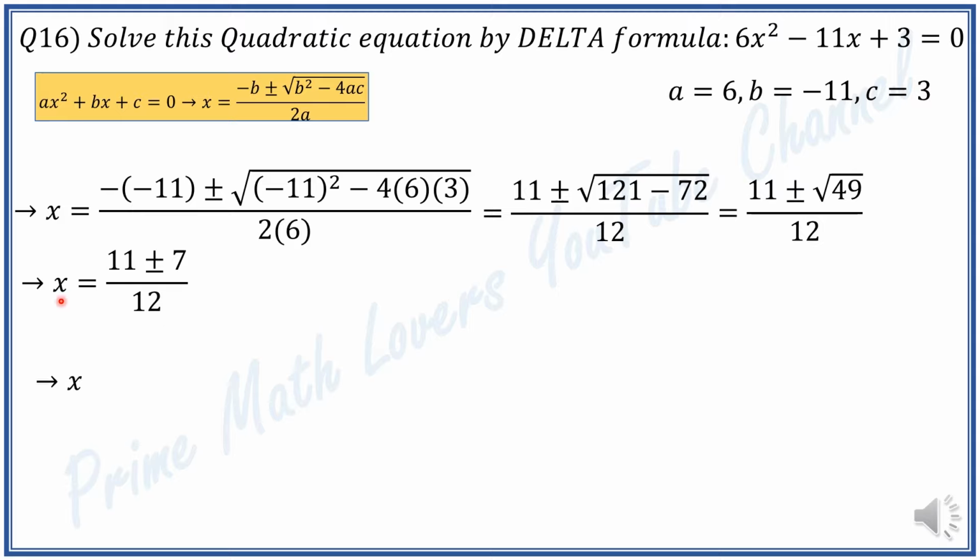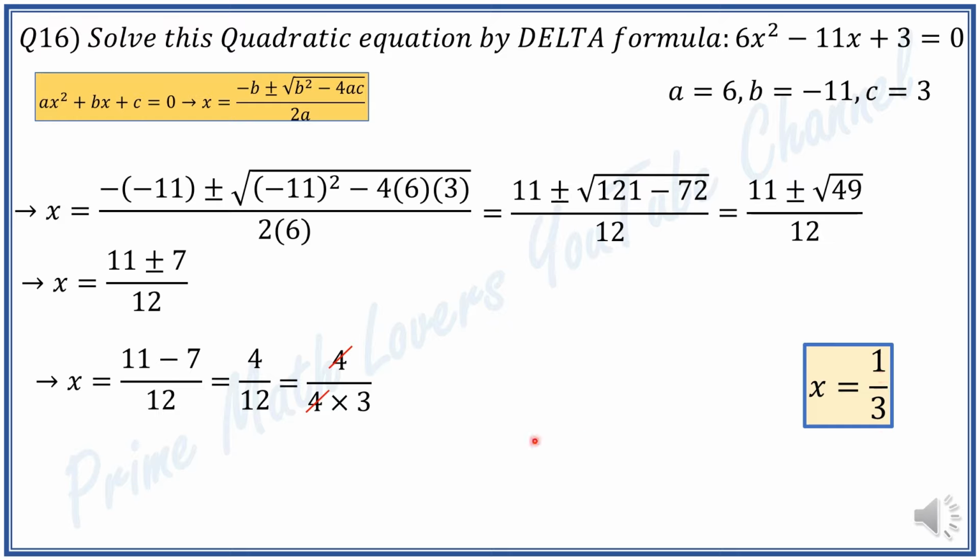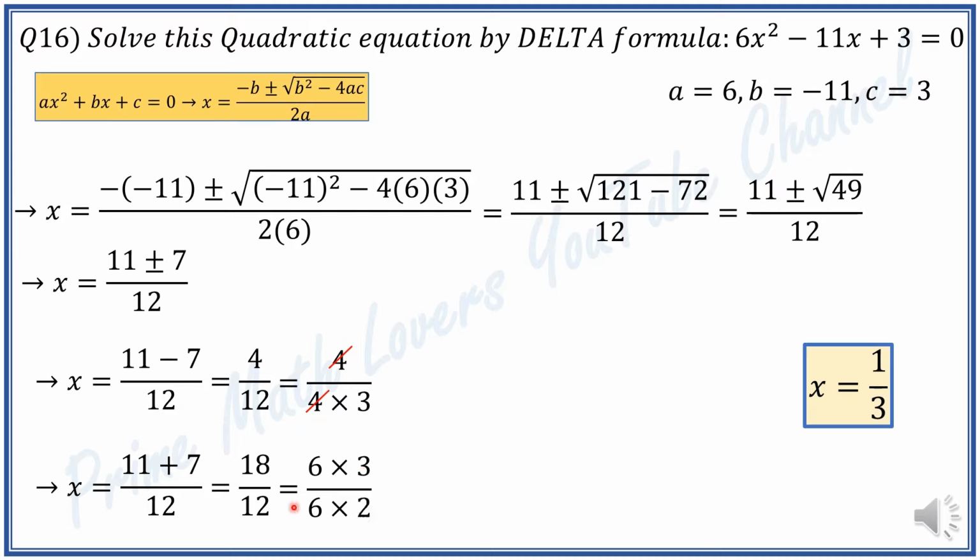So x is either 11 minus 7 over 12 or 11 plus 7 over 12. 11 minus 7 is 4. And I can write 12 as 4 times 3 and cancel 4 by 4, and x will be equal to 1 over 3. The other answer is with the plus. So x is equal to 11 plus 7 over 12. 11 plus 7 will be 18 over 12. I write 18 as 6 times 3 and 12 as 6 times 2. I can cancel 6 from numerator and denominator, and the answer is x equal to 3 over 2.